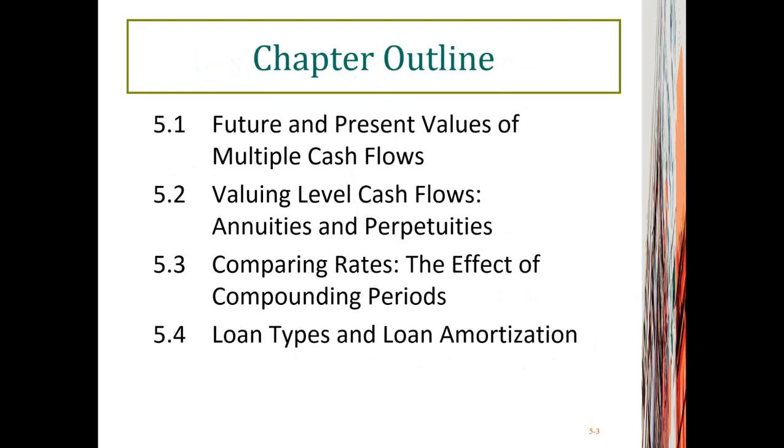And here's the outline of the chapter. We have 4 different topics to deal with. First one is to learn how to calculate future value and present values of multiple cash flows. The second one is evaluating annuities and perpetuities. And the third one is to discuss the effect of compounding periods so that we can understand the relationship between APR and EAR. And the last one is loan types and loan amortization.